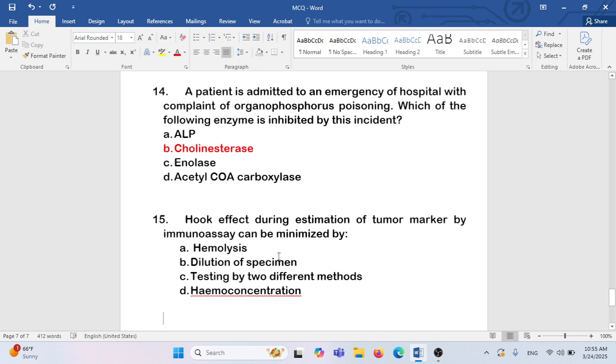Final question, hook effect during estimation of tumor marker by immunoassay can be minimized by? Okay, hook effect appears due to high concentration of analyte in the sample. So it can be minimized by the serial dilution method. Okay, hook effect can be corrected by dilution. So B, dilution of specimen is the correct answer.